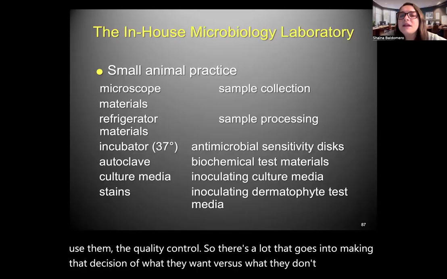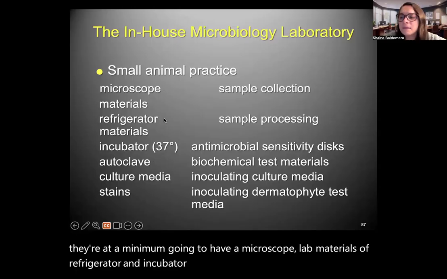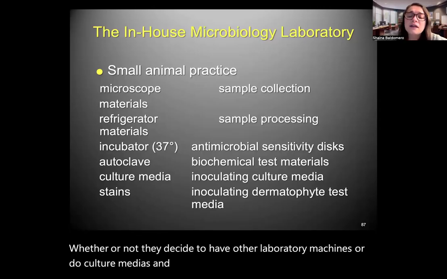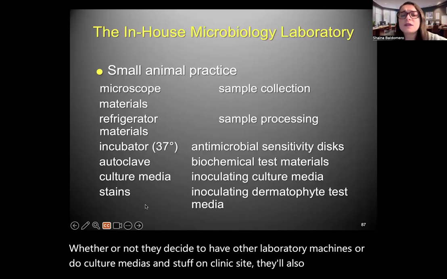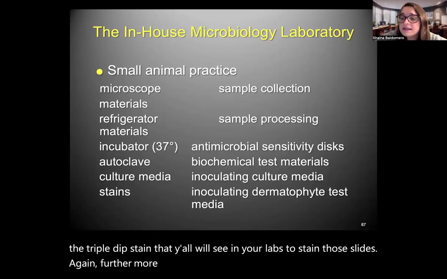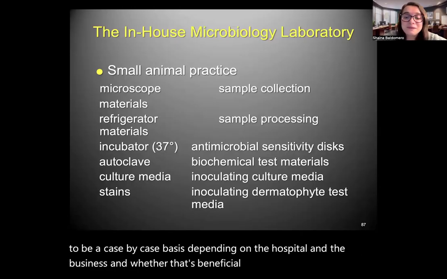But they're at a minimum going to have a microscope, lab materials, a refrigerator, an incubator, an autoclave. That's at minimum. Whether or not they decide to have other laboratory machines or do culture medias on clinic site, they'll also have stains like the triple dip stain that y'all will see in your labs to stain those slides. Again, further more advanced machines and supplies are going to be on a case by case basis, depending on the hospital and the business and whether that's beneficial to them or not.